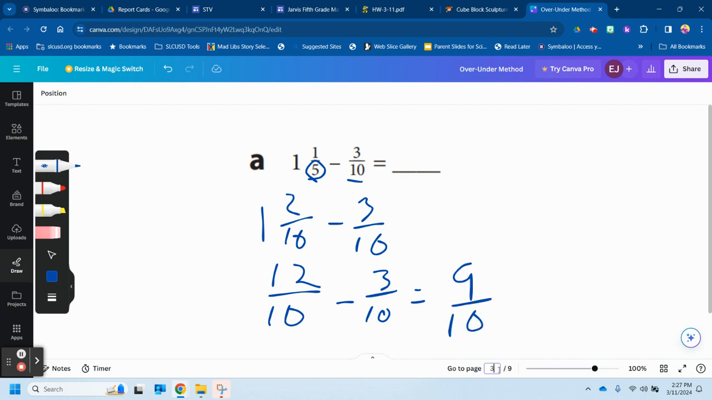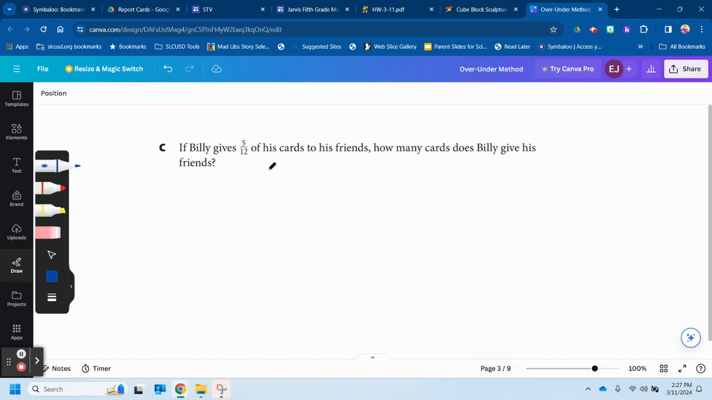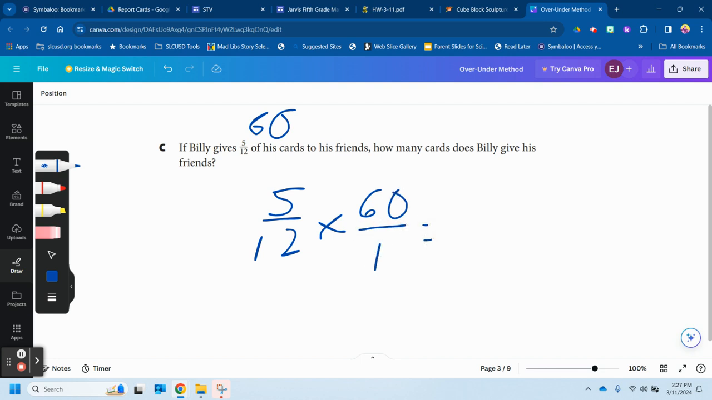Let's move on ahead. Here we go. So he started out with 60, and that's in the first part of this. 60 cards. He gave 5/12 of the cards to his friends. So 5/12 of 60. Now, the other problems were a little bit simpler numbers. We're going to start by simplifying.